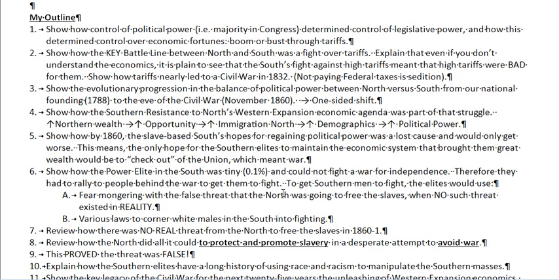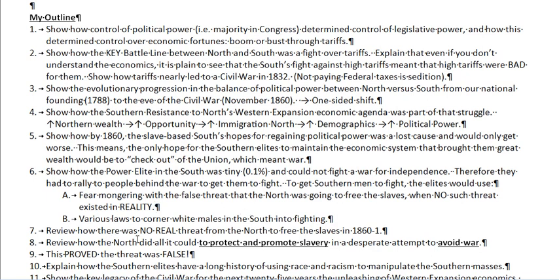There were various laws to corner white males in the South into fighting, right? If they weren't going for this fear mongering, and not everyone was simple and gullible, there were some white males down there saying, "Man, this war is a slave plantation owner war. This is their thing. I'm not going to fight for them. I hate them. They're making me a sharecropper." So if you're not going to fight because of fear, they made all these laws to corral and corner all the males into fighting.